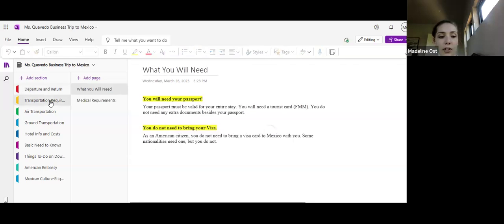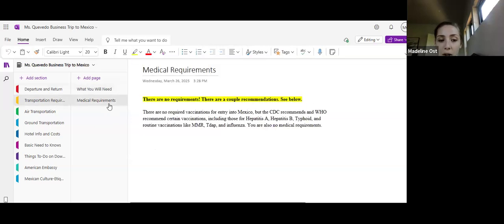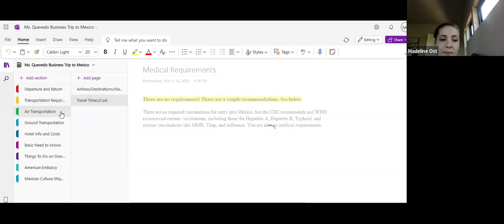And then we have transportation requirements. I have what she will need. She'll need her passport. She doesn't need to bring her visa. Mexico does not require American citizens to bring their visa. I have her medical requirements. There are also no medical requirements. There are some recommendations that I have stated here below, but there are no requirements.